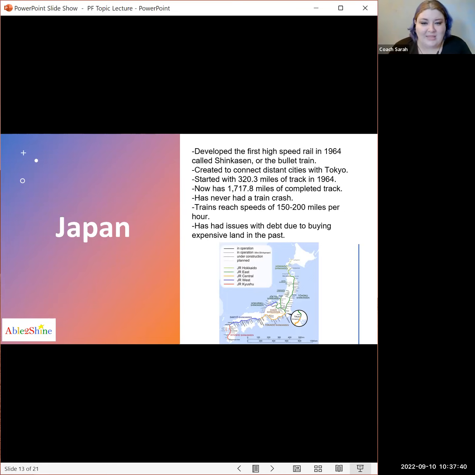They are also one of the safest. They have never had a train crash, and that's even with their trains reaching speeds of 150 to 200 miles per hour. They have also run into issues with debt in the past due to buying expensive land. This was early on in their train developing days, in like the 70s and 80s. They have since restructured the way that they do train building, but even Japan has had issues with money, and you'll see that this is a common theme.